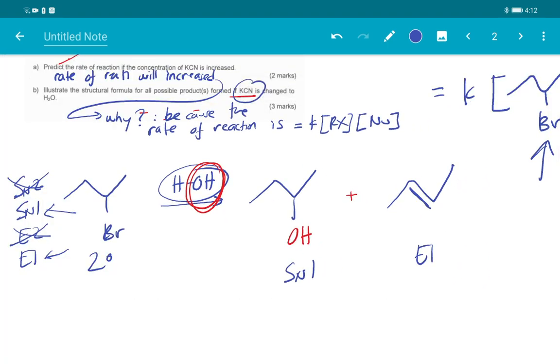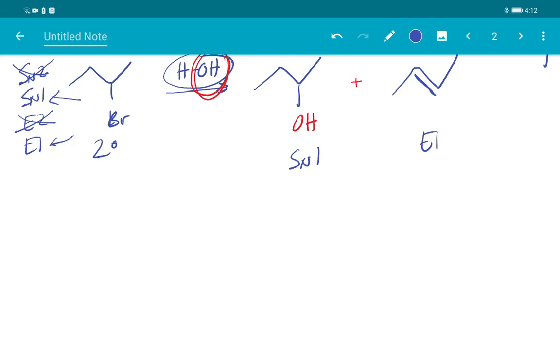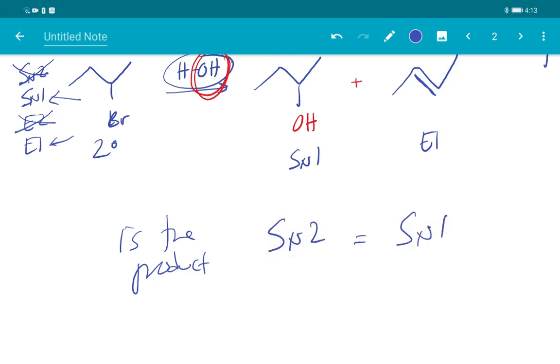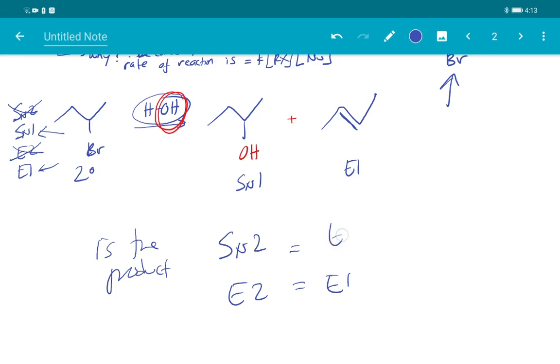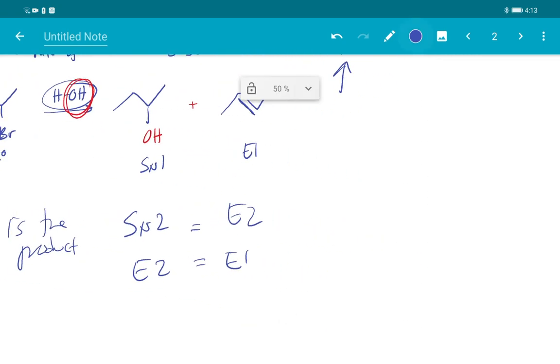Perhaps you'll be asking, is the product of SN2 equivalent to SN1, or the E2 equivalent to E1? Well, obviously, yes. Both of them will give the same product. You should remember, elimination will produce a double bond. I'm sorry, typo there. Sorry, SN1.